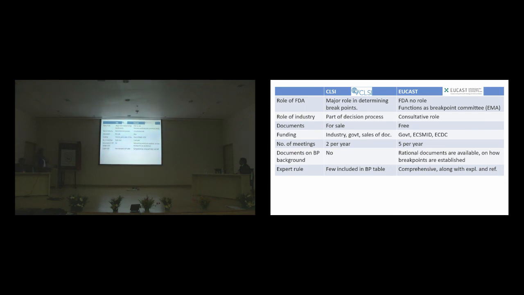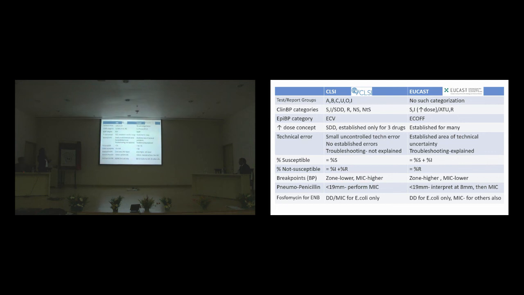And also expert rules, few are included in CLSI, whereas elaborate expert rules for each of the drug-bug combinations are given in UCAST guidelines. And we have already seen this, there is no cascade reporting or selective reporting mentioned clearly in UCAST, whereas it's given in CLSI. The breakpoint categories also vary: in UCAST it is I, susceptible increased exposure, whereas I in CLSI is intermediate. Epidemiological cutoff value is depicted differently. The increased dose concept, that is SDD, is given in CLSI, whereas in UCAST it is the I category, that is susceptible increased exposure. The technical error is very clearly mentioned under the name area of technical uncertainty in UCAST, and troubleshooting is also mentioned in UCAST, whereas it's not mentioned in CLSI.